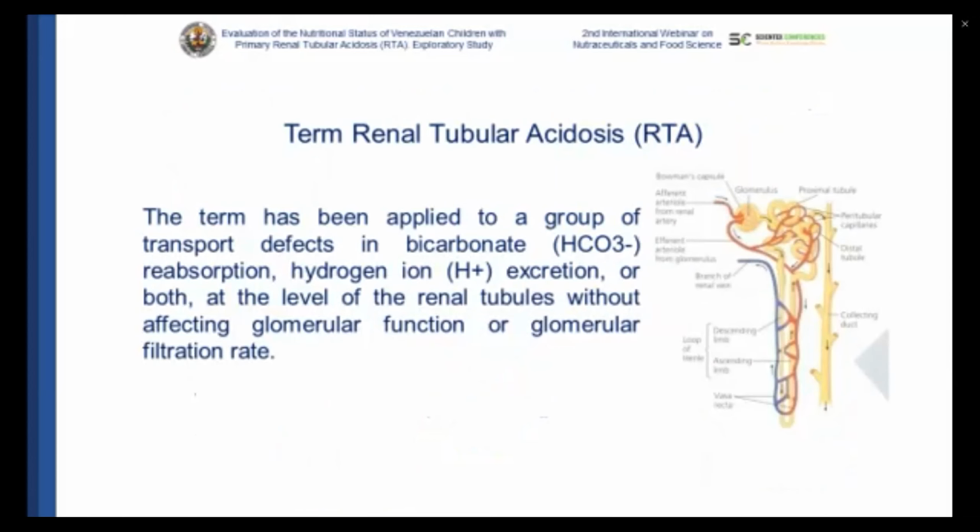In this sense, I can say that the term primary renal tubular acidosis refers to a group of disorders, either in the absorption of bicarbonate, the excretion of hydrogen, or both simultaneously at the level of the renal tubules, without affecting the glomerular function or the glomerular filtration rate. This condition is characterized by hyperchloremic metabolic acidosis, which helps to make a differential diagnosis from the other metabolic acidosis.